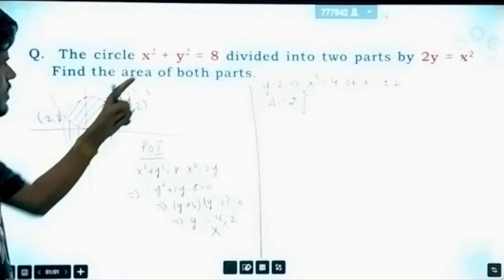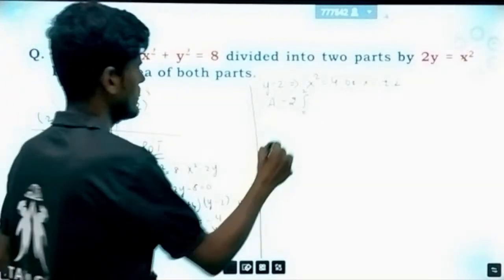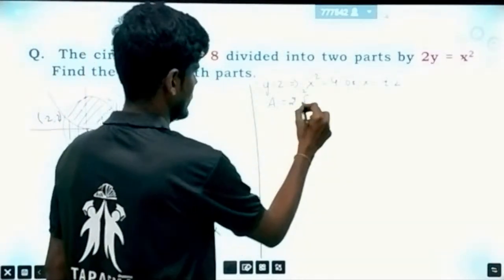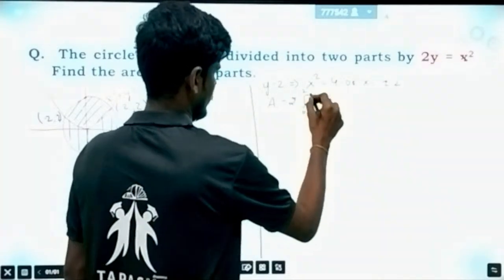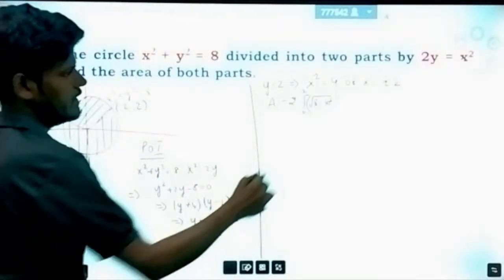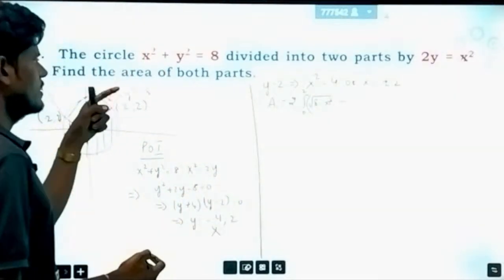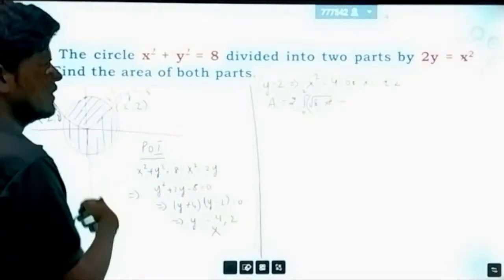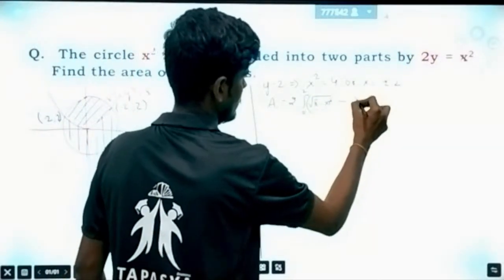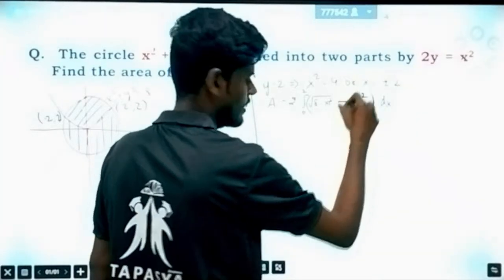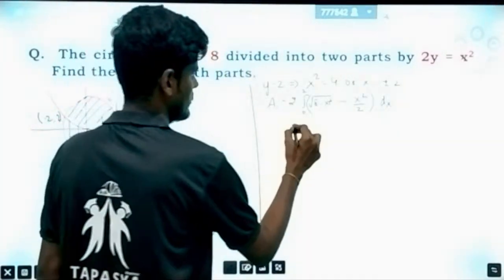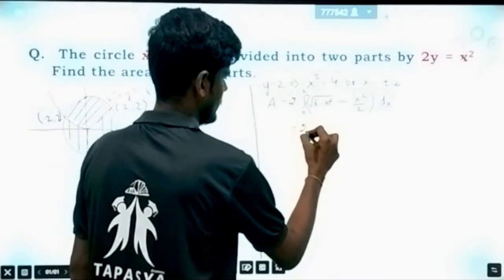The higher curve is the circle curve, so y dx will be the square root of 8 minus x square. This is circle minus parabola. For the parabola, y is x square by 2, so x square by 2 dx. Next, we just integrate, standard type.